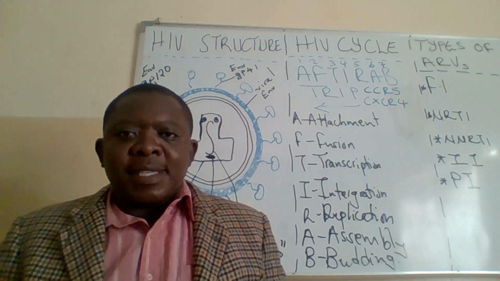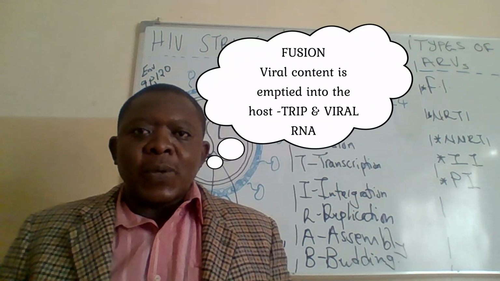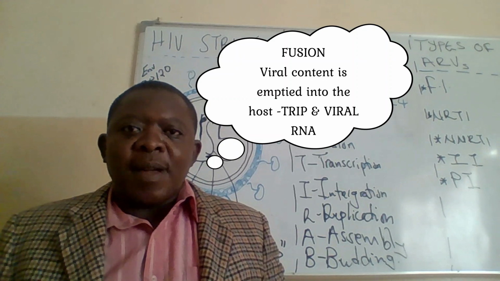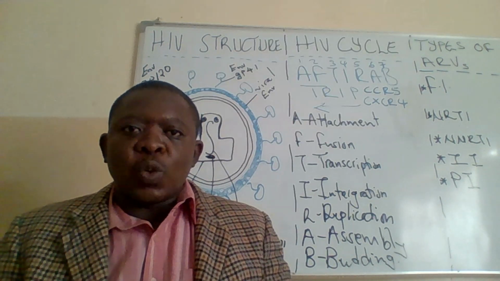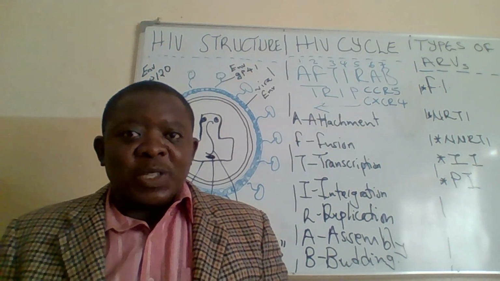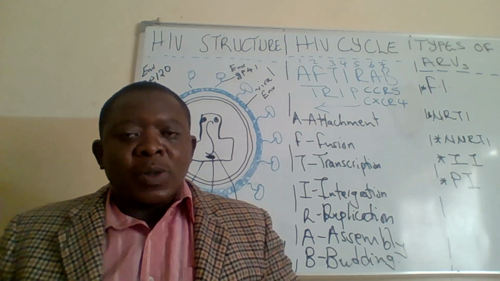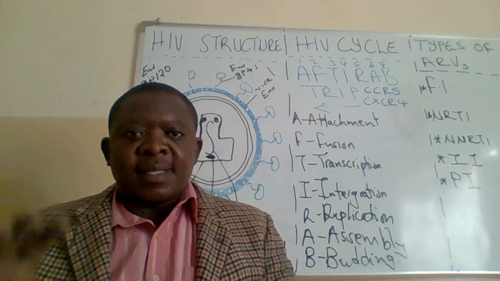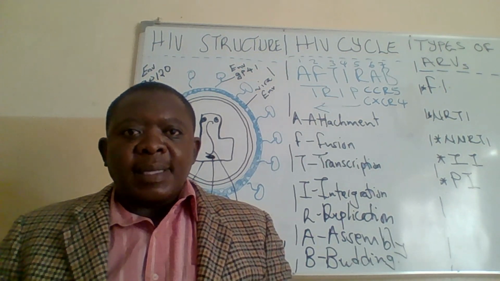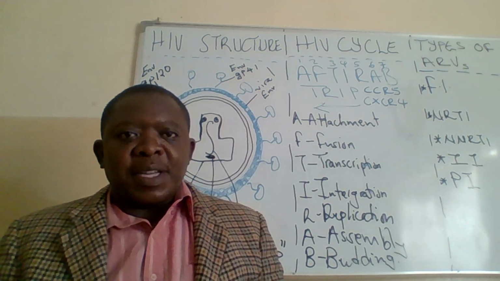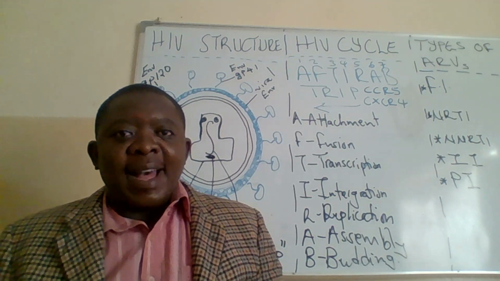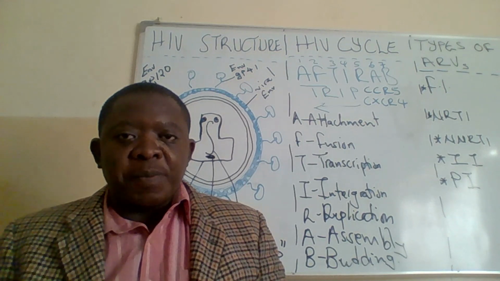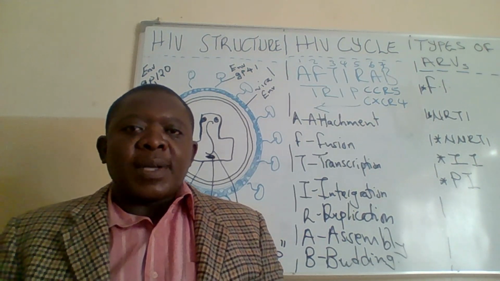Good. Then F is fusion. What is happening in fusion is that all the contents of the virus are now emptied into the host cell. The content of the virus enters the host cell. And what are these contents? The viral RNA and the three enzymes, the TRIP. TRIP is just an acronym.